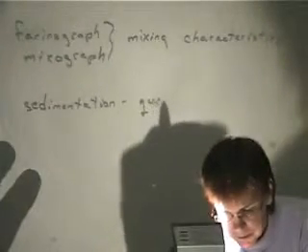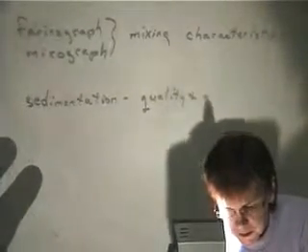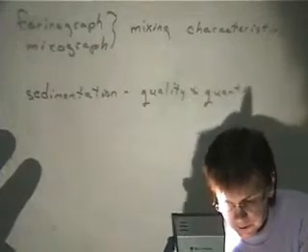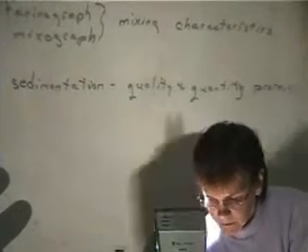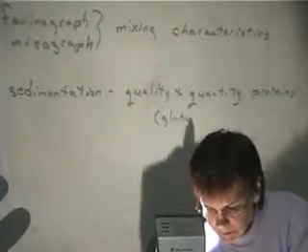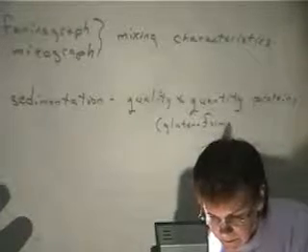Sedimentation, what are we measuring with that? Quality and quantity of protein. Quality and quantity of predominantly gluten-forming proteins, but of proteins. So we get both. It's primarily quality, but quantity has a big influence there too.